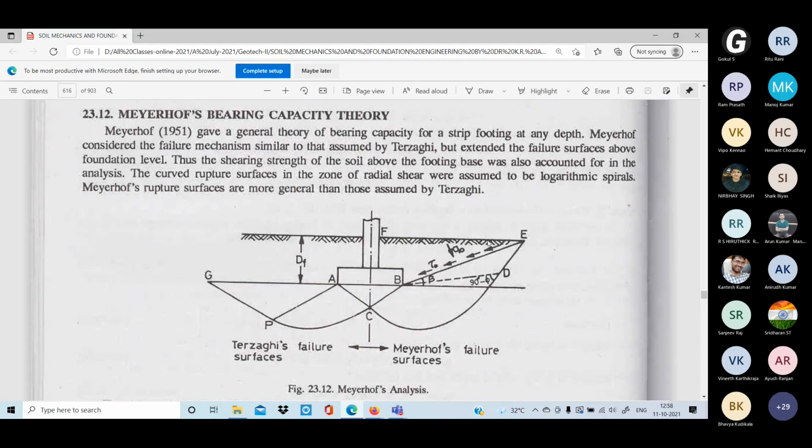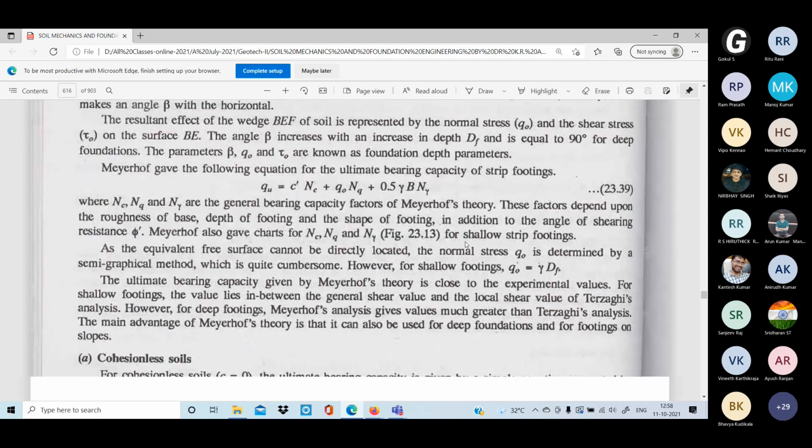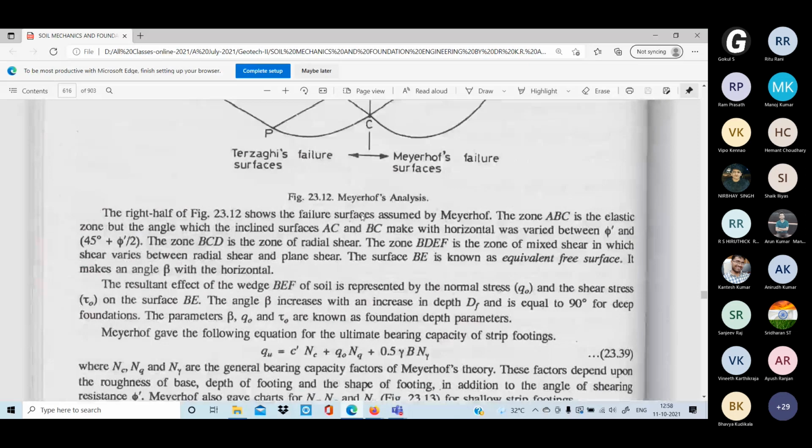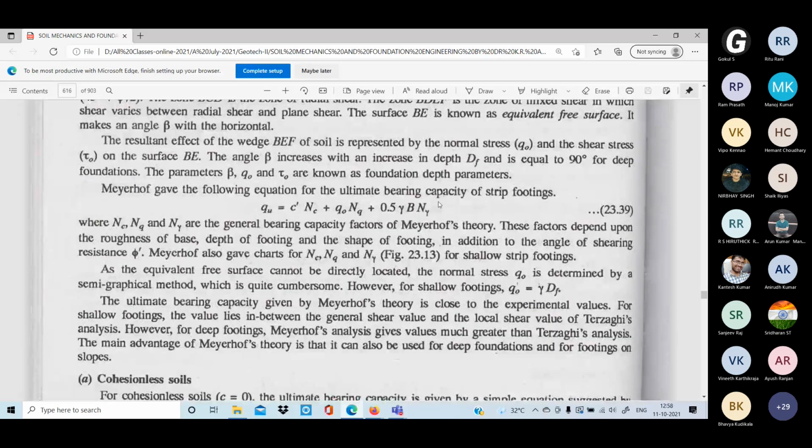Okay, above the foundation there would be failure. It is more general than the Terzaghi. This Meyerhof theory you will see more when you do MTech and all. So what are the different things for Meyerhof? For cohesive soil and cohesionless soil we have already seen. The only difference is Nc, Nq, N gamma are changing here.